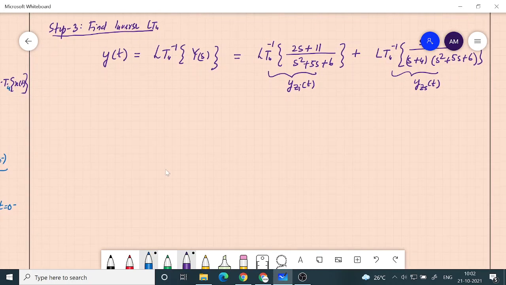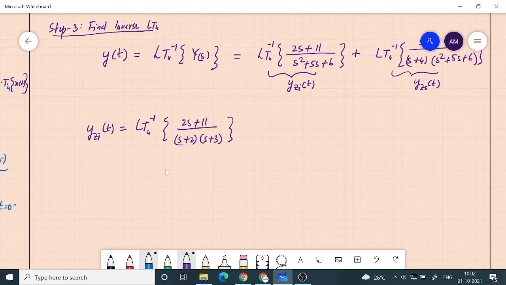So first let us do y zi of t. So that is Laplace transform inverse of this particular term, where numerator is 2s plus 11, and what is the denominator? Because you know the roots of this denominator, if you multiply s plus 2 into s plus 3, you will get this. So this way you can write it.